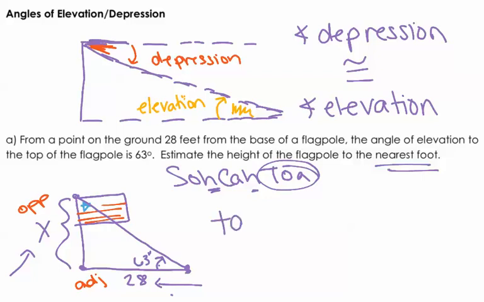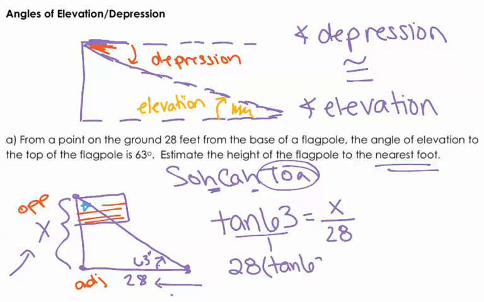So I'm going to go ahead and set up my equation. Sine, cosine, tangent of your angle. So tangent of 63, that's my angle, equals opposite x over adjacent 28. So go ahead and cross multiply that. Keep this in your calculator. 28 times the tangent of 63 equals x.